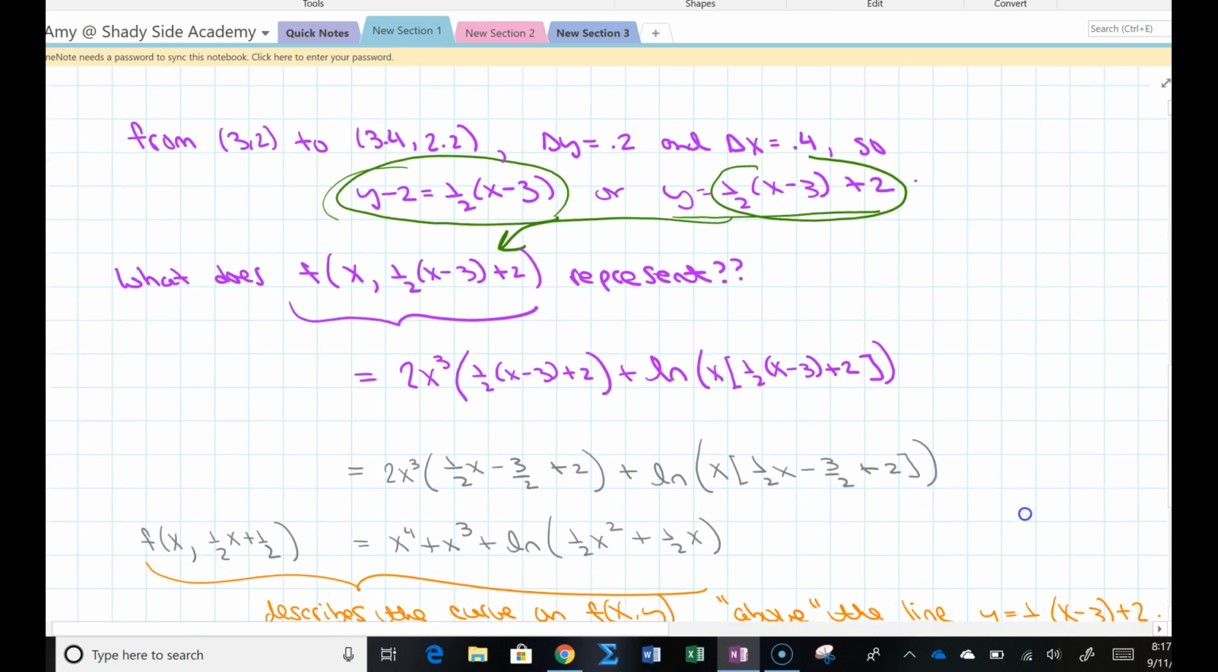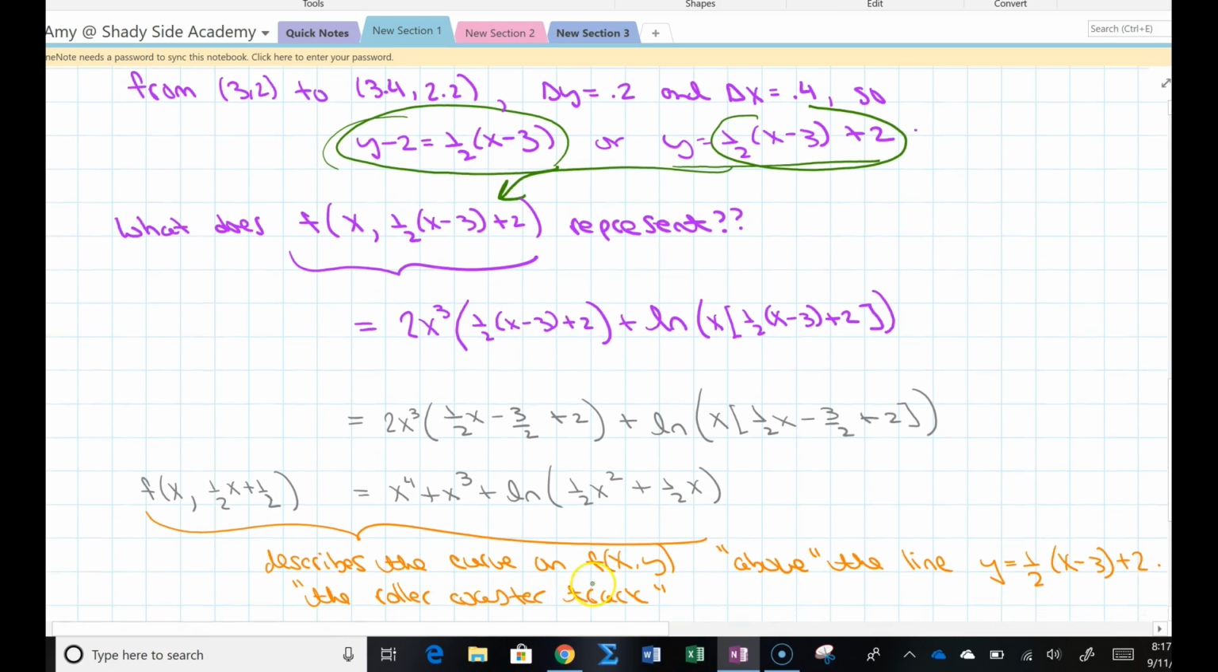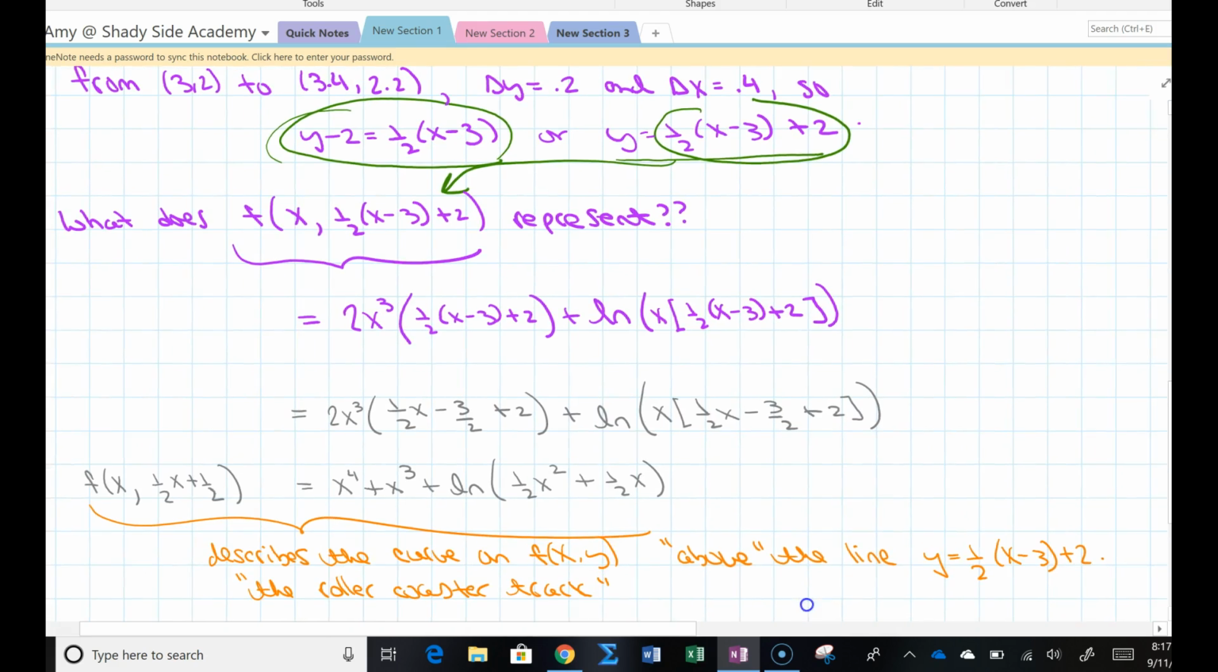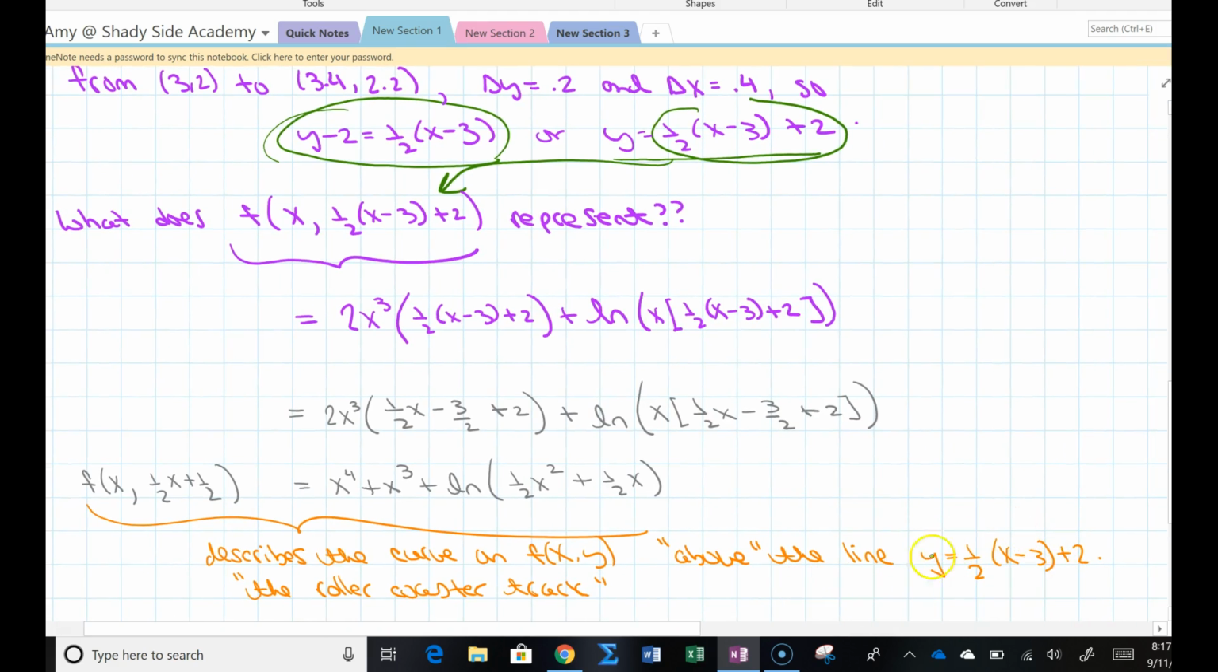This here describes the curve of f of x, y above the line on the xy plane, and this line is again the line that passes through the point of tangency (3, 2) and the point of approximation (3.4, 2.2). This is the roller coaster track, so to speak.